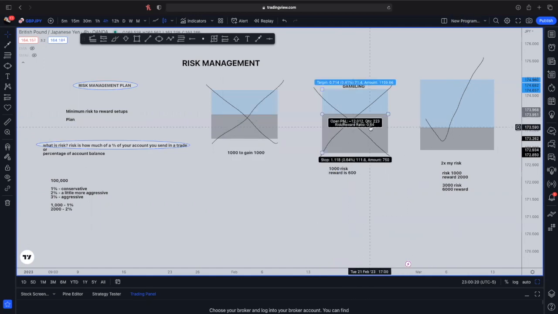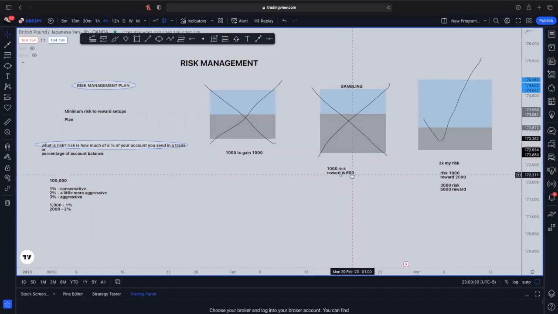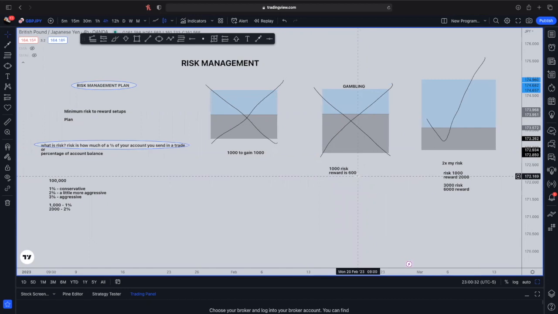Right? Because it's 0.6, so I'm risking 1,000 to make 600. This is gambling in the worst way to trade, because I'm making less than I'm even risking. That is the stupidest way to trade. You do not want to take trades like that.